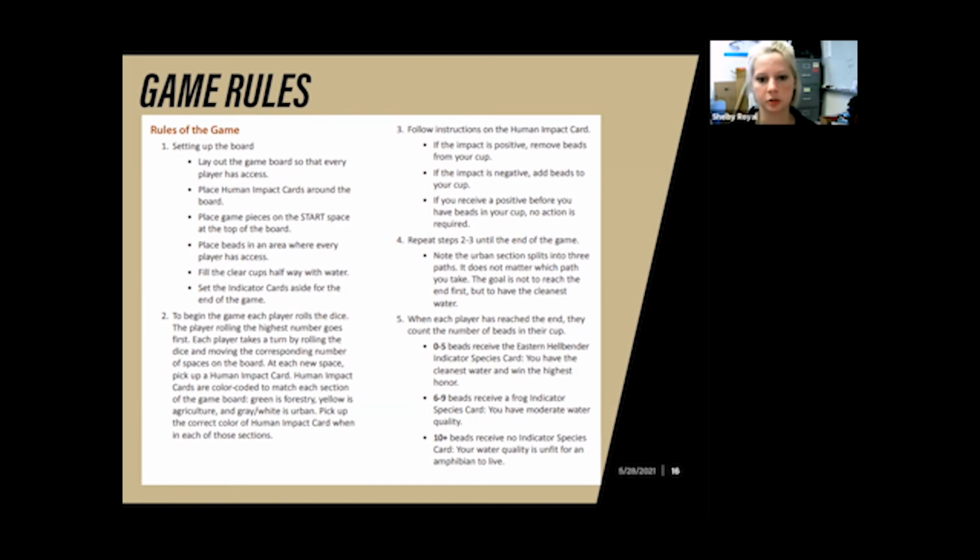The game starts by rolling. Each player rolls a dice, the highest roller goes first, and then each player takes a turn after that. You follow the instructions on the human impact card. If the impact is positive, you remove beads from your cup. If it is negative, you add beads to your cup. If you receive a positive before you have beads, no action is required. Then you repeat these steps until the end of the board game.